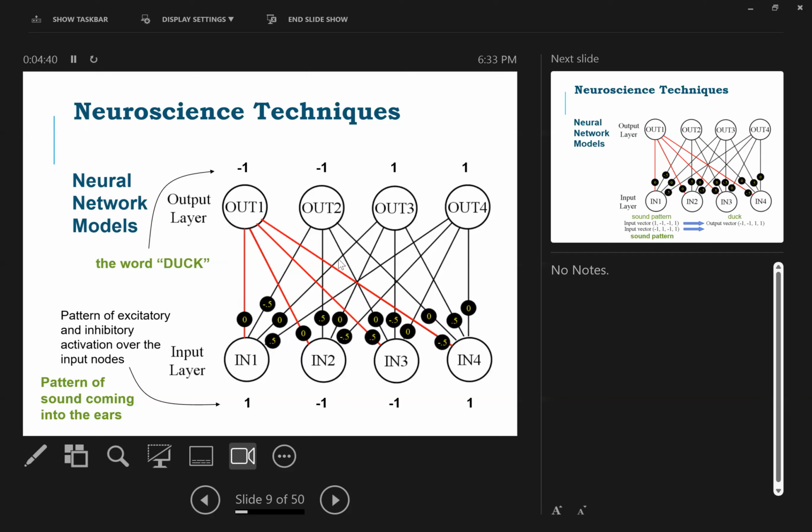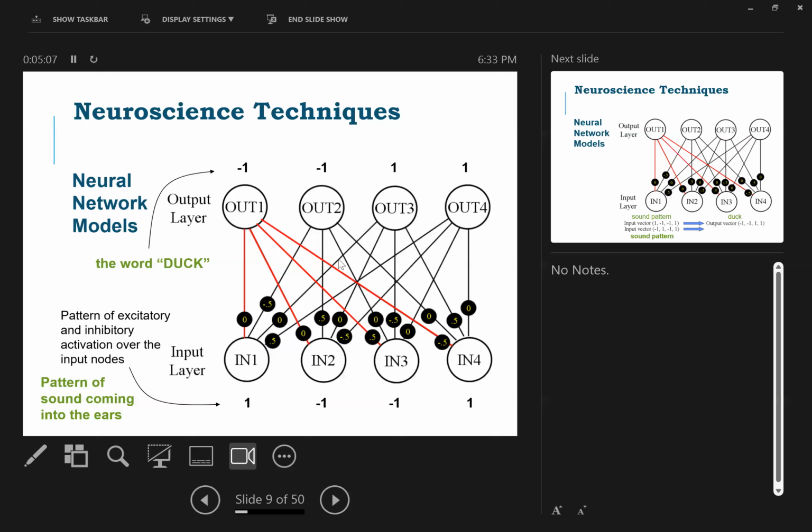So how many parameters are in the latest version of ChatGPT or a large language model? Does anyone know the order of the number of parameters in a large language model? Take a guess. Yeah, it's around 100 billion, for example. So you have a system.